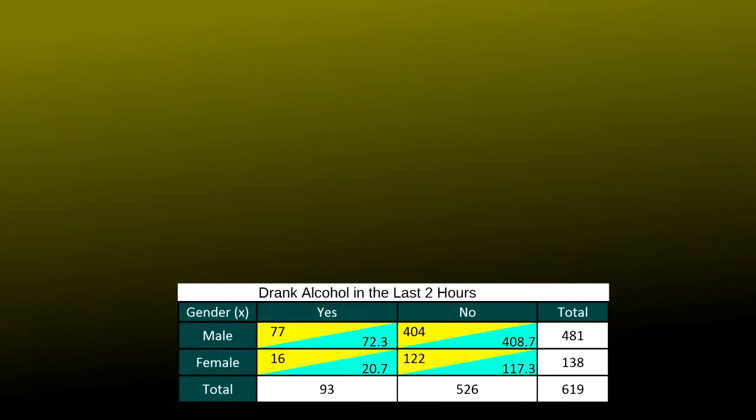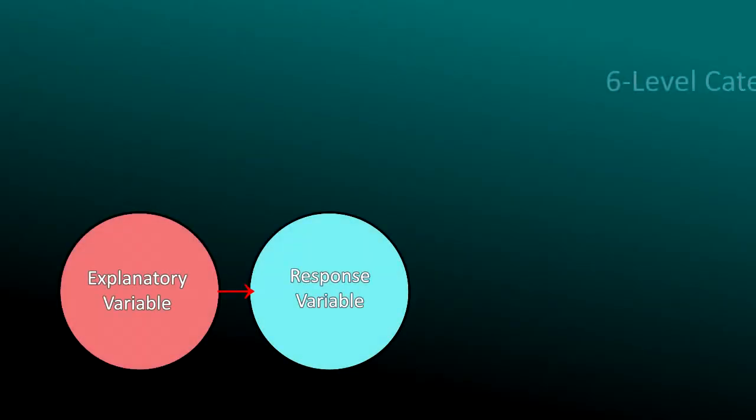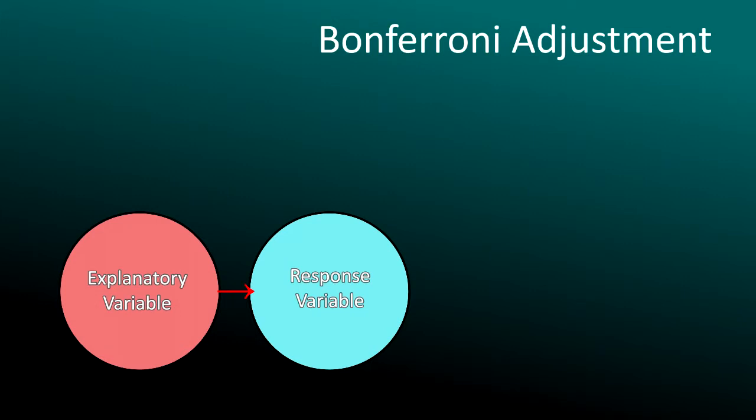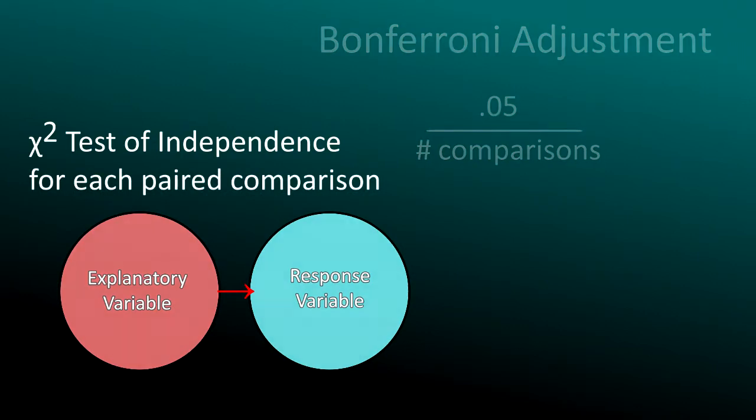The model SAS syntax for performing a chi-square test of independence is proc freq semicolon tables categorical response variable asterisk categorical explanatory variable /CHISQ semicolon. If your explanatory variable has more than 2 levels or groups, you'll also need to conduct a post-hoc test. We use the Bonferroni Adjustment to protect against type 1 error and then run the chi-square tests of independence for each paired comparison.